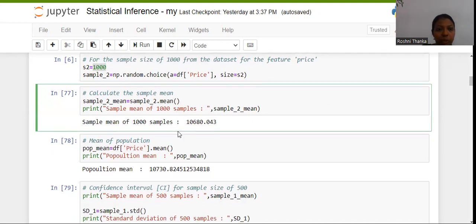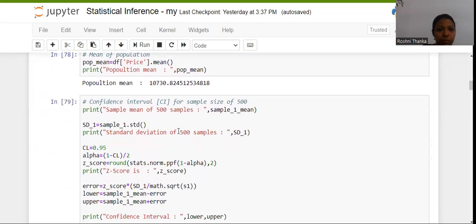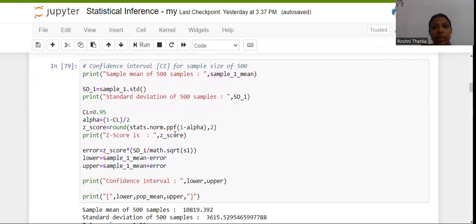So now what we are going to do is calculate the interval. After finding the mean, what will you do? We will find the confidence interval, right?